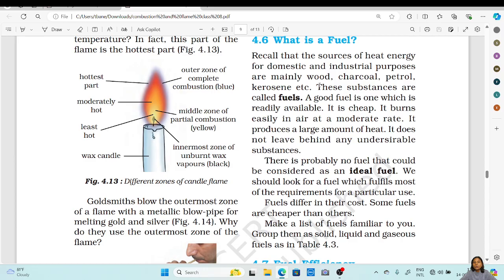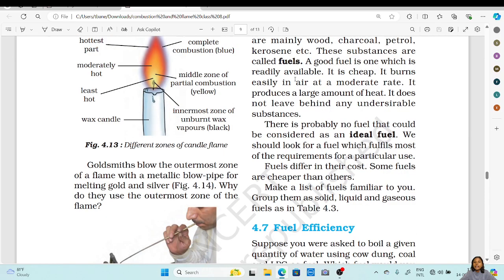Now, a good fuel is the one which is readily available, it is cheap, it burns easily in air at a moderate rate. Now they are telling what are the characteristics of a good fuel. First is that it should be readily available. Second is it should be cheap. And third is it burns easily in air at a moderate rate.